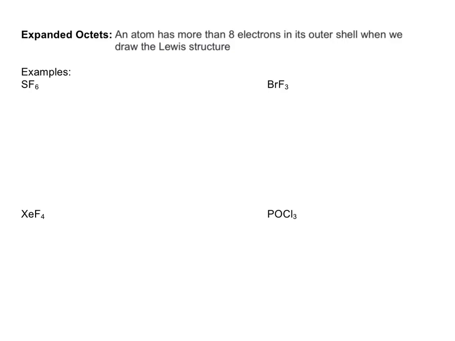And this is because once you get to the 3rd row of the periodic table, you now have d orbitals available, and so there's room for more electrons to be added. So when you're in the 2nd row, once you fill up the p orbitals, that's all that you have left, and so you can't add any more than 8.